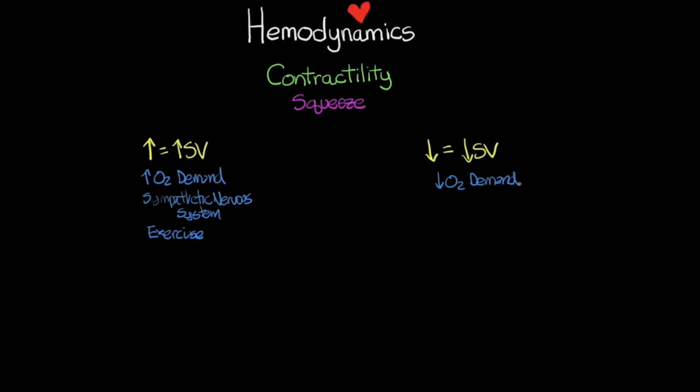And some of the things that can lead to a decreased contractility would be if your patient has had an MI, if they've had cardiac surgery, things such as hypoxia, hypercapnia, hyperkalemia, or hypocalcemia are all things that can lead to decreased contractility. And then finally, metabolic acidosis can also have a negative effect on the contractility of your heart.